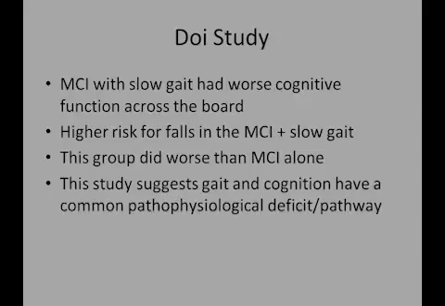So what do we know about this? It seems like mild cognitive impairment with slow gait had worse cognitive function across the board, regardless of the domain. They had higher risk for falls in those who had both mild cognitive impairment and slowed gait, and this group did worse than those with mild cognitive impairment alone. This study suggests that gait and cognition have a common pathophysiologic pathway or deficit, because it's this idea that when this area of the brain, this executive and attention area of the brain, is needed for gait control, and it gets bombarded with other stimuli, then both performances are decreased.